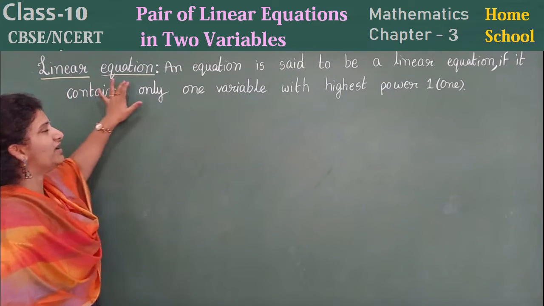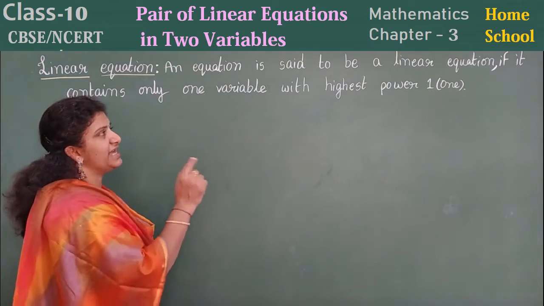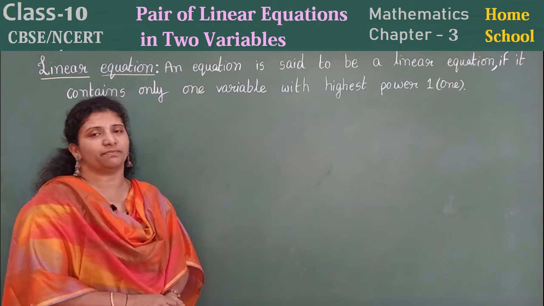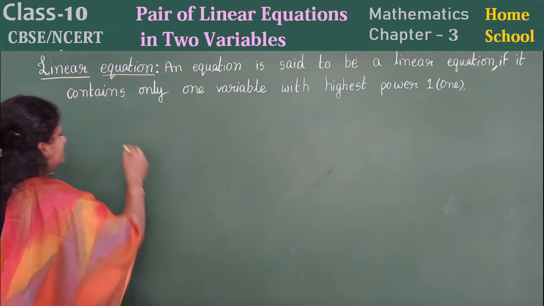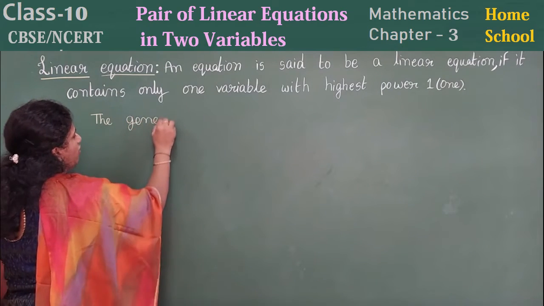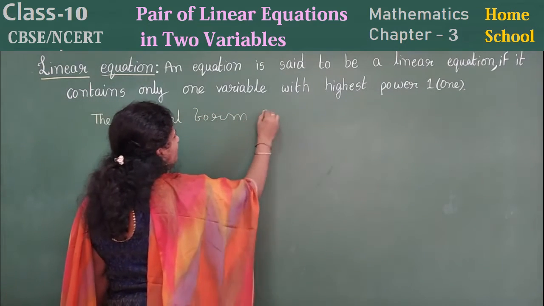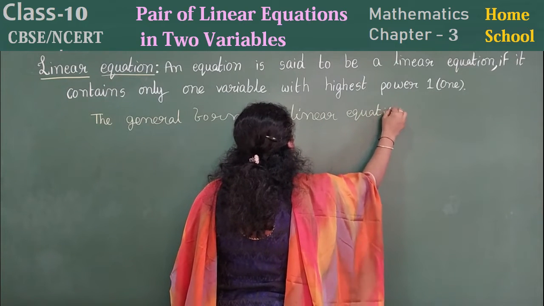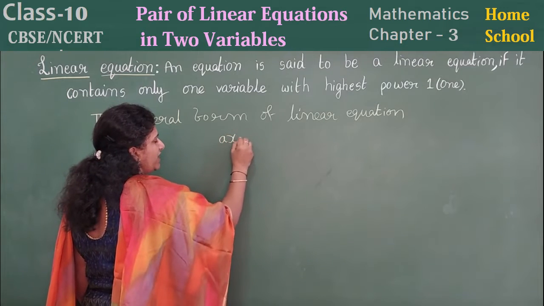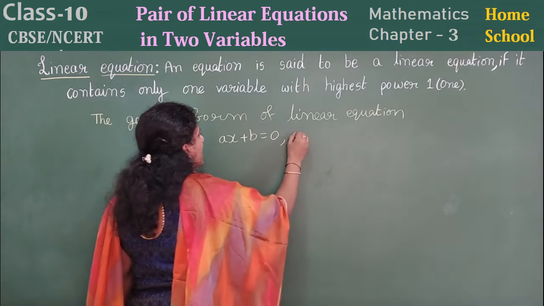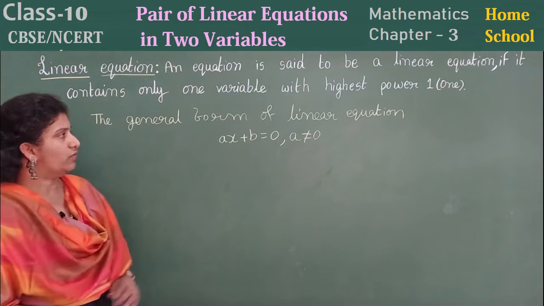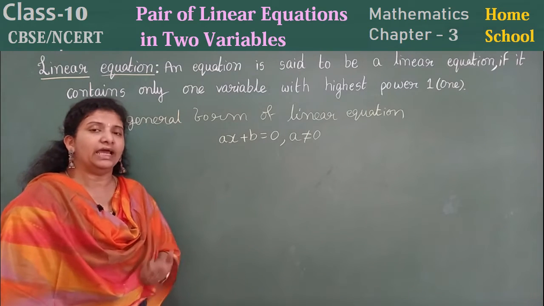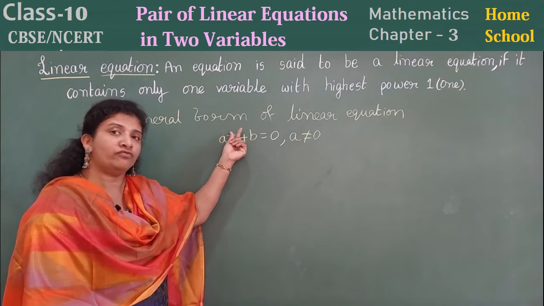Let's start here. Linear equation. An equation is said to be a linear equation if it contains only one variable with highest power 1. Let me take here, what is the general form of linear equation? It should be having only one variable, that is x. Look here, and there is a condition a not equal to 0. What is the general form? ax plus b equal to 0. A linear equation. What is a linear equation? It is an equation having its highest power of the variable will be 1.